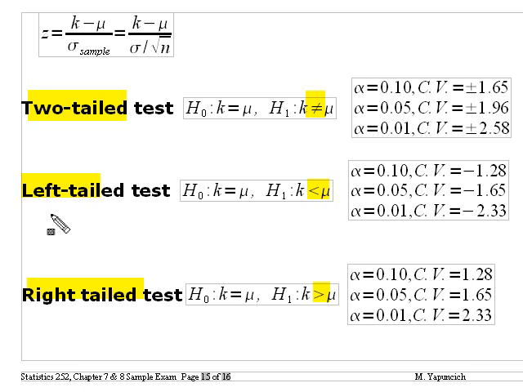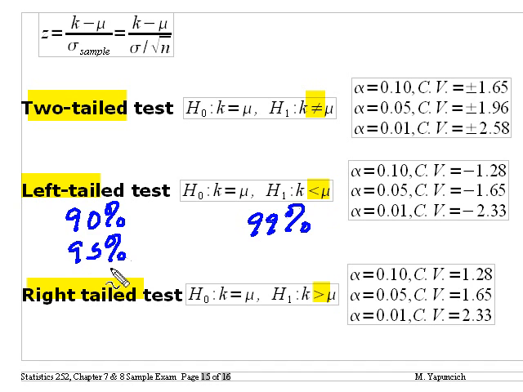In this case, it was a left-tailed test, and you need to draw the tails and mark the critical values for 90% probability of making a type 1 error, 95%, or 99%.